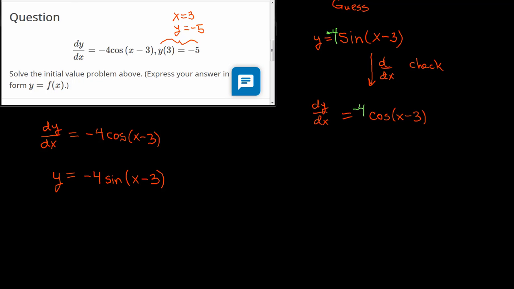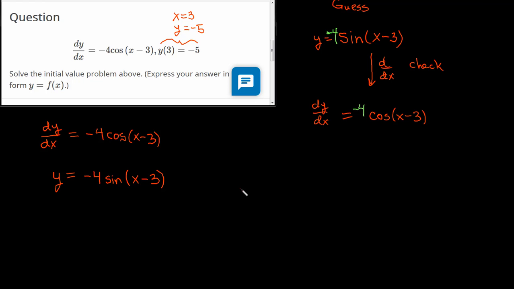So like in my case, I was missing the -4. So identify what the problem is, and then think, well, how could I fix that problem? Our problem was that we were missing the -4, and an easy way to fix that would be, okay, just try another guess, but this time put a -4 in front, and then it works.